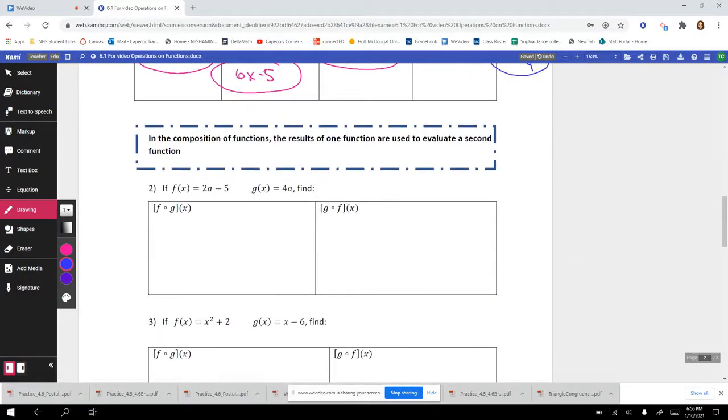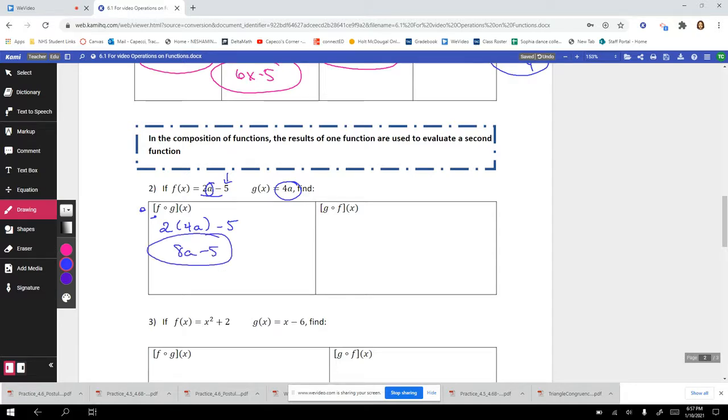When they're talking about composition of functions, the result of one function is used to evaluate the second function. Okay, so sometimes the way it's set up looks a little different. In this first example, we have f of g of x. And I like to say the easiest thing is if I'm starting with f, I'm going to start writing that function until I get to a variable. Once I get a variable, then I'm going to substitute that other function in, and then I'm going to finish my original one. So I am left with 8a minus 5.